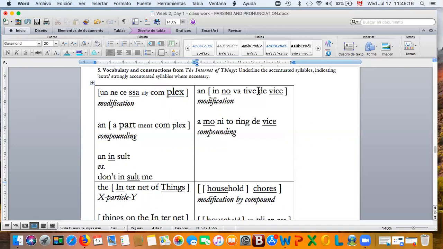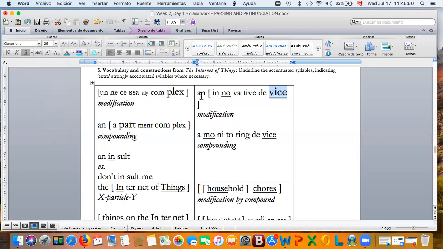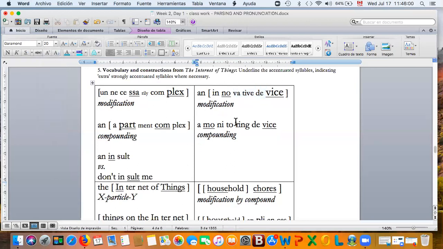Here is a modification structure. This is a device, and the device is innovative, or I consider it innovative. That's what we call modification of evaluation, because evaluation is subjective. You think that something is innovative. So that's the kind of modification structure that it is. An innovative device.